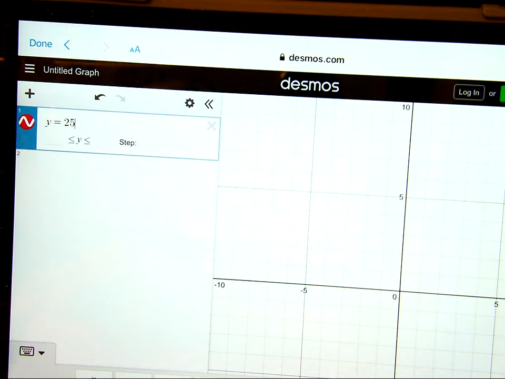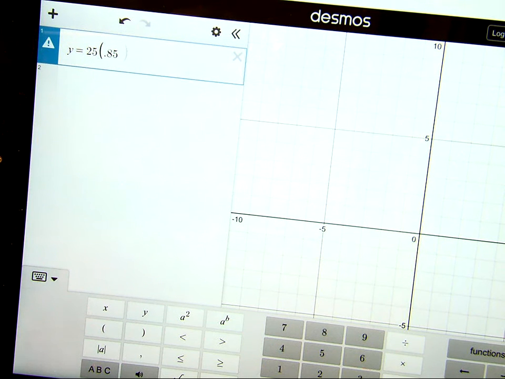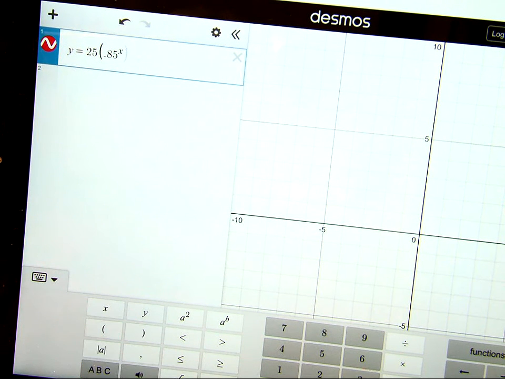So 25, parentheses. Now my base was 0.85. I'm going to hit the button right here. There's a button here that says A to the B. I'm going to hit that. That puts my exponent on there. I want an X there, so I'm going to put X. So there's my equation in there.